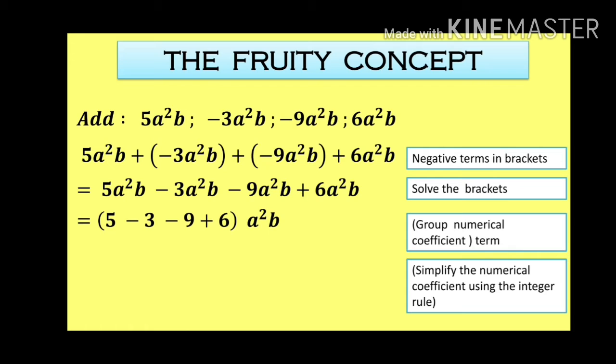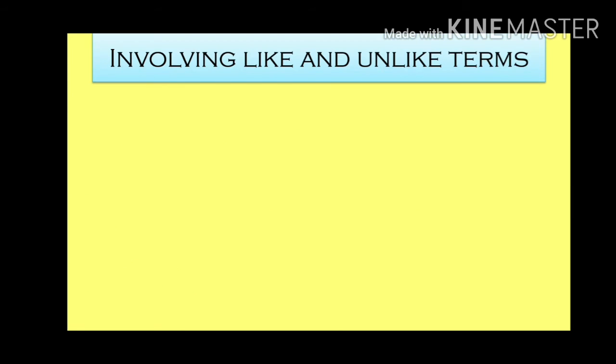So 5 minus 3, so integers, positives and negatives will separate. So 11 minus 12, we get minus 1 a square b. But we know that we don't write minus 1 as the coefficient. So simply we can write minus a square b. Instead of minus 1 a square b, we can write minus a square b. So this is how to use the fruity concept in solving the like terms here.